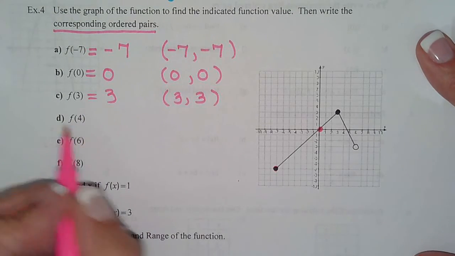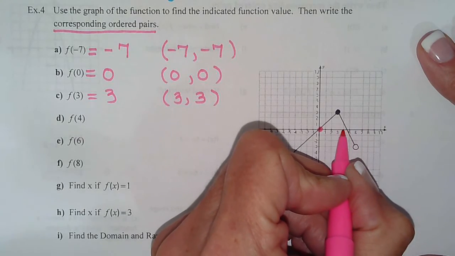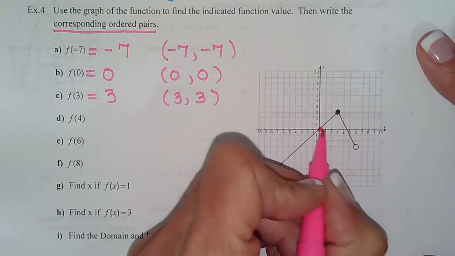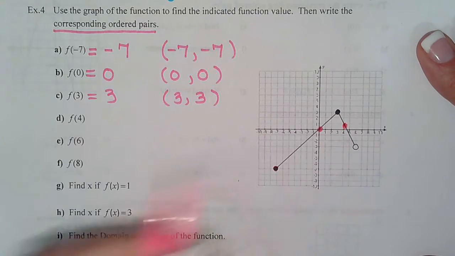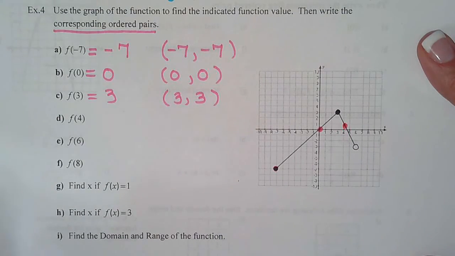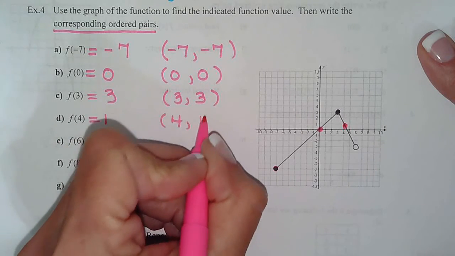When x is 4, y is, looks like 1. X is 4, y is 1. So our point would be 4, 1.